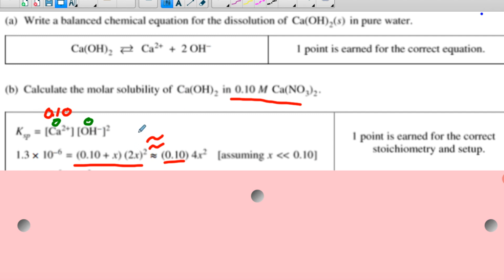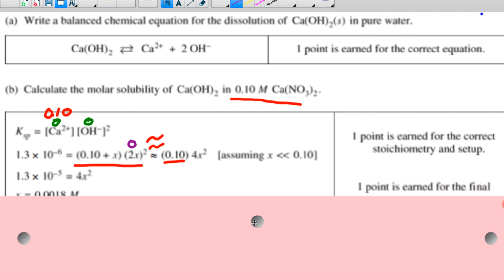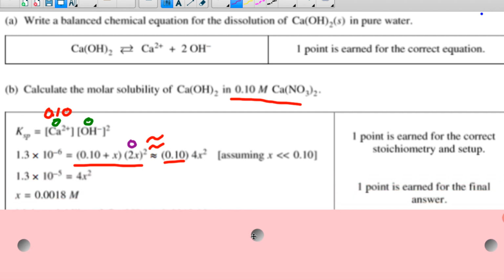For the 2x squared, it is important because how much hydroxide did you start with? You started with 0. Well, if you started with 0, any change at all is immensely huge. So even if the OH goes up by just a little bit, it's still important. So we can simplify the math by saying instead of 0.1 plus x, make it just 0.1. Now we can solve for x, and we'll get an x value of 0.0018.